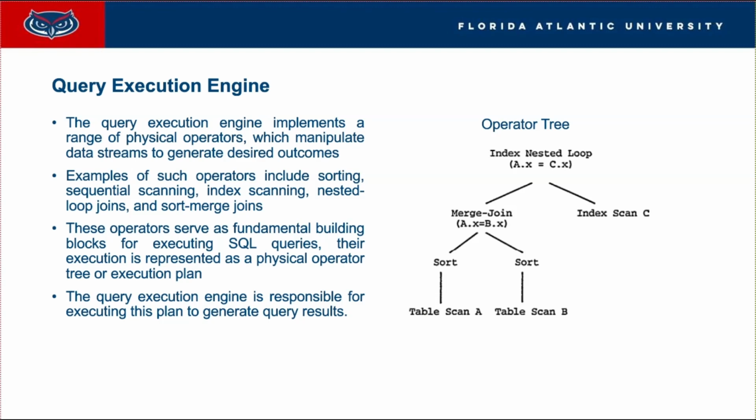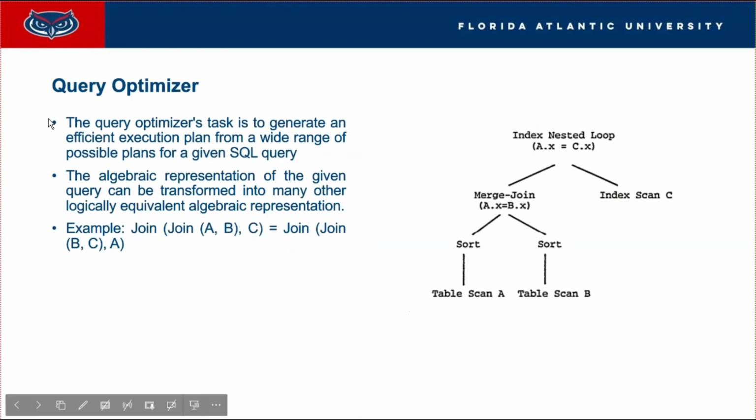Their execution is represented as a physical operator tree, as shown on the right side of the presentation. The query execution engine is also responsible for executing this plan to generate the query result. The query optimizer's task is to generate an efficient execution plan from a wide range of possible plans for a given SQL query. This task is very complicated because there are many ways to arrange the steps. The speed can change a lot, and picking the right plan is really important for making things run smoothly.